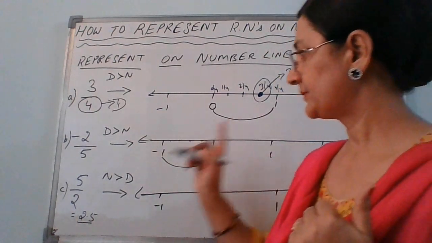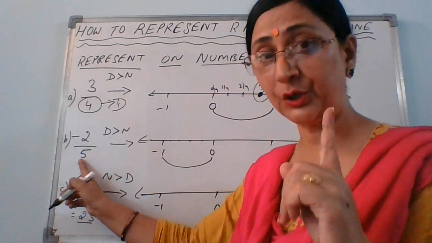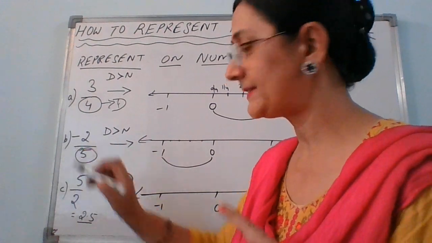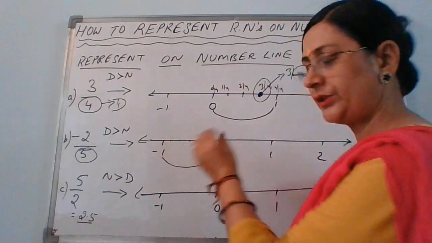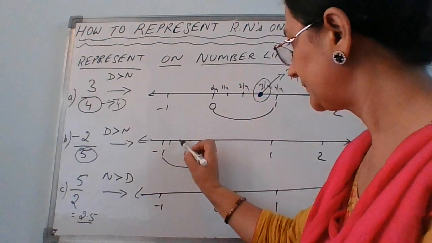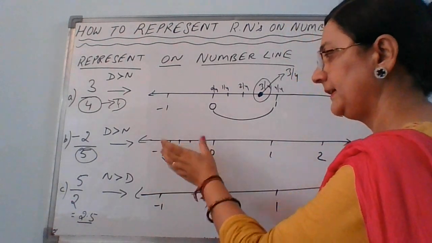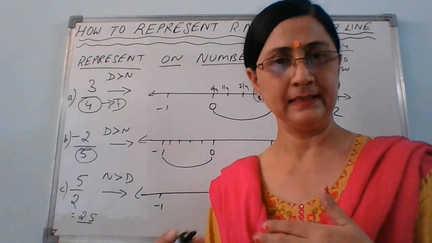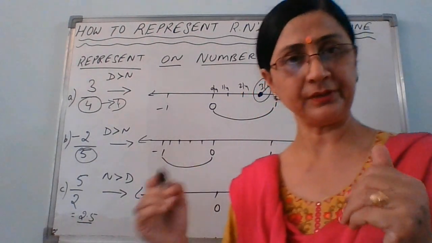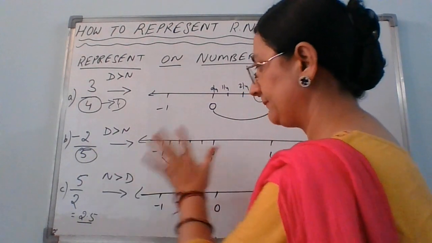नाउ सी हियर, सो नाउ देयर आर हाउ मेनी पार्ट्स? अगेन डिनोमिनेटर देखना है. डिनोमिनेटर इज 5. डिवाइड दिस पोर्शन इनटू 5 पार्ट्स. 1 2 3 4. Now see, there are 5 parts. 1 2 3 4 5 equal parts. You can draw it with a scale. Equal parts, right? Now don't draw with a free hand like me. Now here 5 parts आपके हो गए.